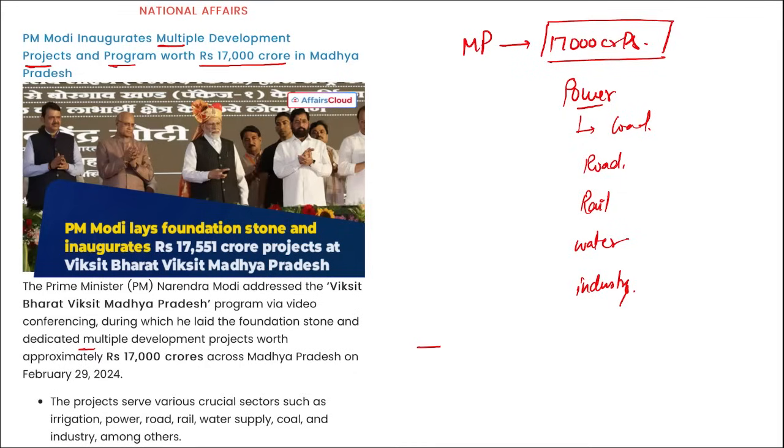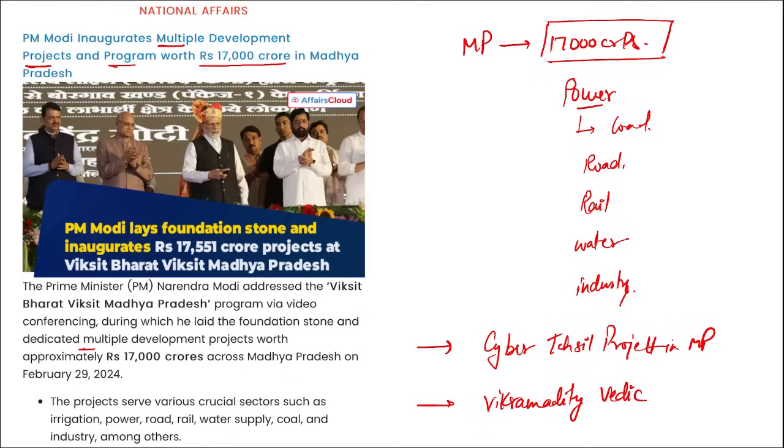Then apart from this, he launched a cyber tehsil project in Madhya Pradesh, and he also unveiled the Vikram Aditya Vedic clock. And where is this Vikram Aditya Vedic clock? It is in Ujjain. Right, so remember these two: Cyber Tehsil project in Madhya Pradesh and Vikram Aditya Vedic clock. It will be in Ujjain.